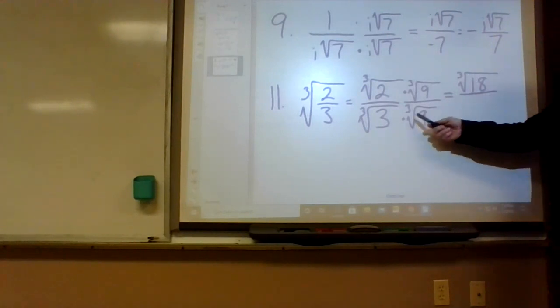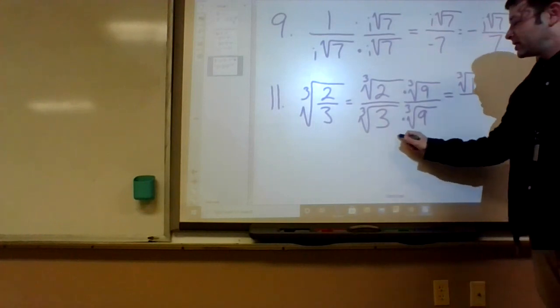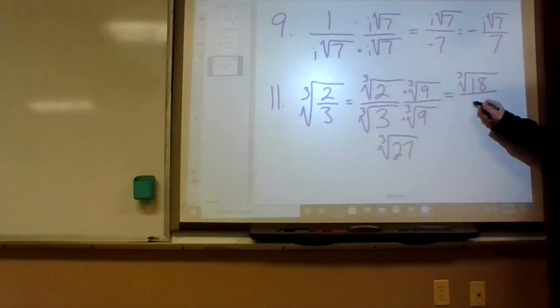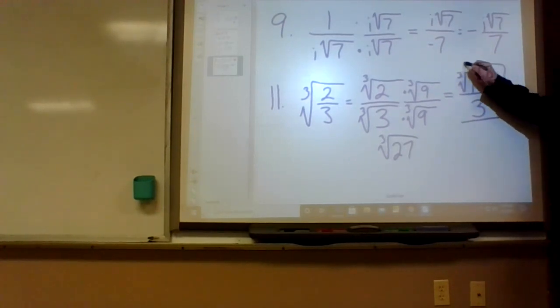But the bottom is cube root of 27. What is the cube root of 27? 3. That's why we did it. So the bottom is cleaned. It's purified.